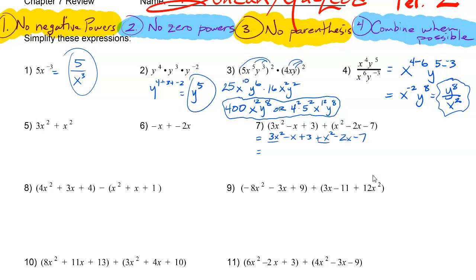Yep. Okay, very good. Perfect. Yep, none of these can go together because an x squared is different than an x. Okay, good. Very good.